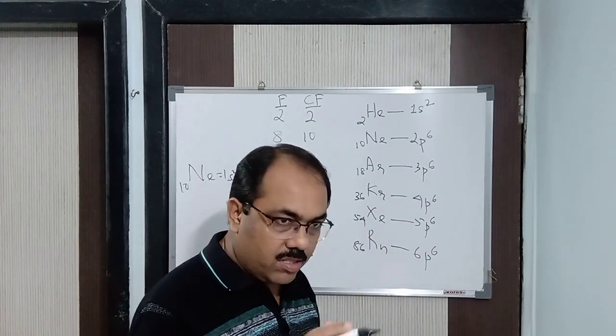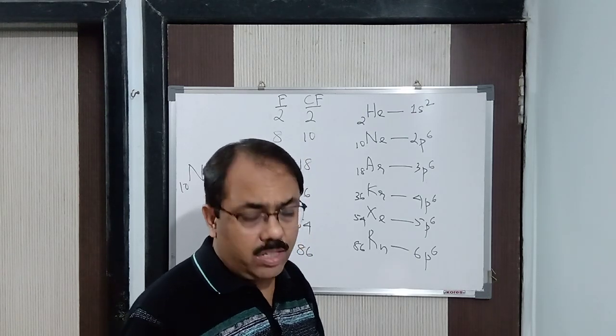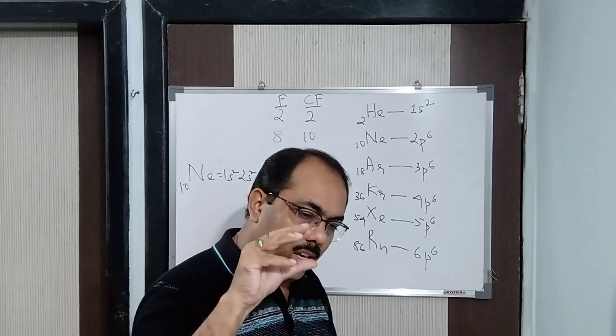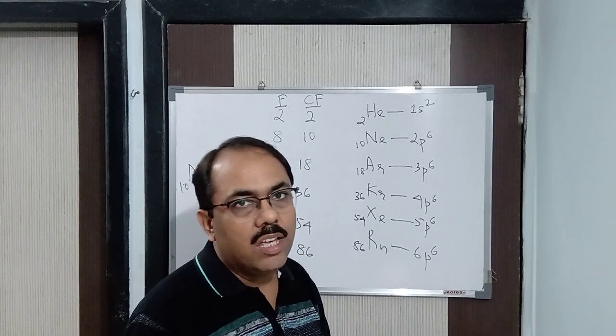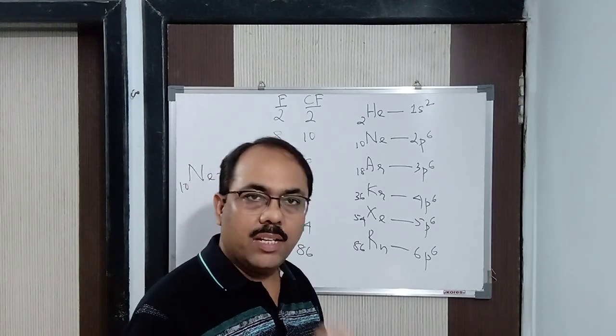Clear? Because inside the shell we have the subshells. So definitely if the subshell is filled, the shell has to be fully filled. No doubt about it. Because if you add up the number of electrons in the subshells, you will get the number of electrons in a shell. You can see it. Alright? I can tell you now.